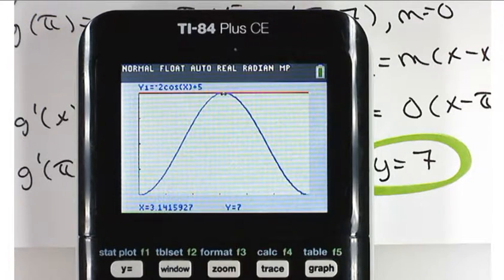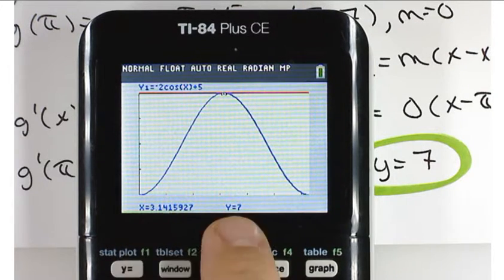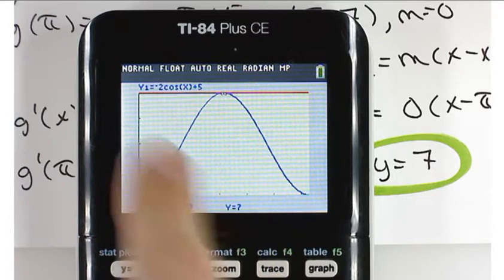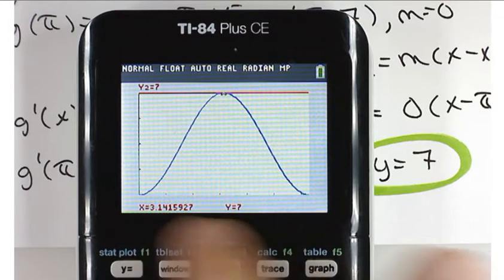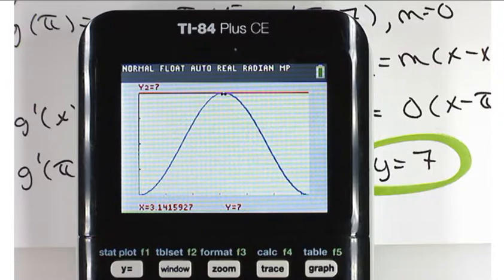In fact, if you hit the trace key, you can see you're on pi and y equals 7 for equation y1. If you hit the down arrow, now you're in equation y2, but you're at the exact same point. So pretty confident that we hit it right on the head in terms of the tangent line.